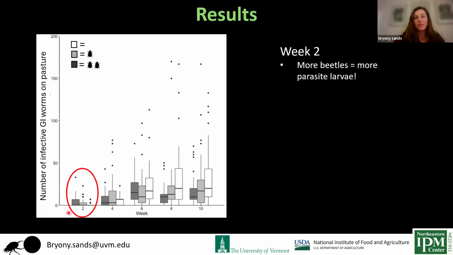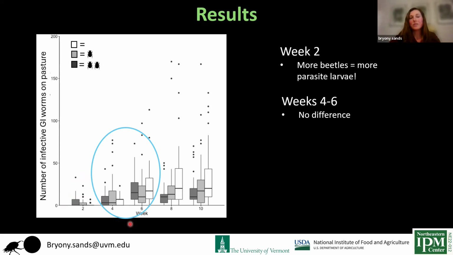When we look at the first 2 weeks, you can see the dark grey bars there actually had more parasite worms on the grass around it. So the more beetles equals more parasite larvae at week 2. That can be explained because those parasite eggs basically need oxygen in order to hatch. We think that the dung beetles colonizing those patties and aerating and tunneling it provided more oxygen and allowed the parasite eggs to hatch. So there was more larvae there.